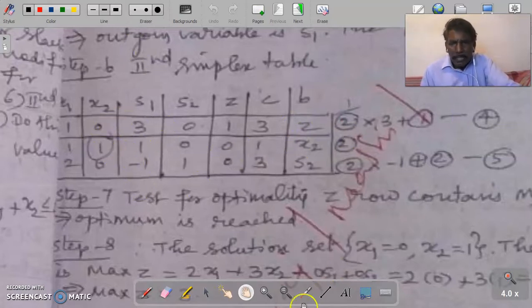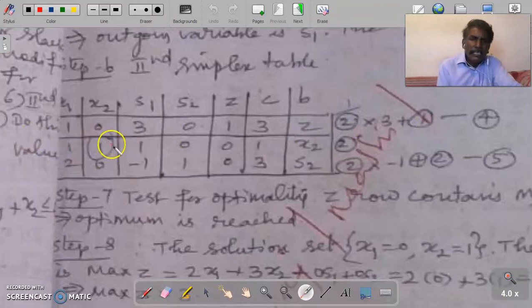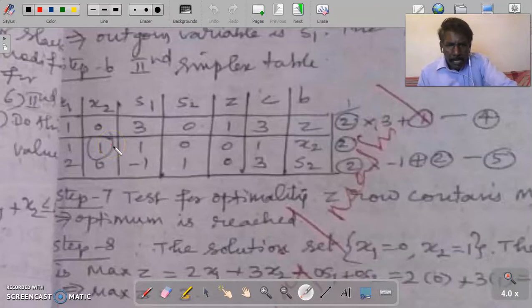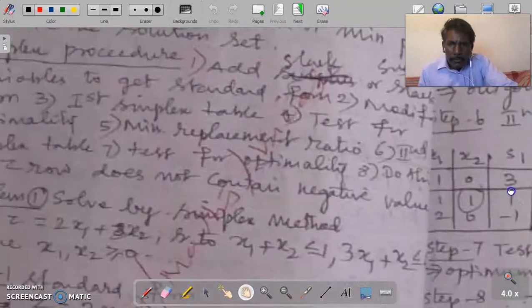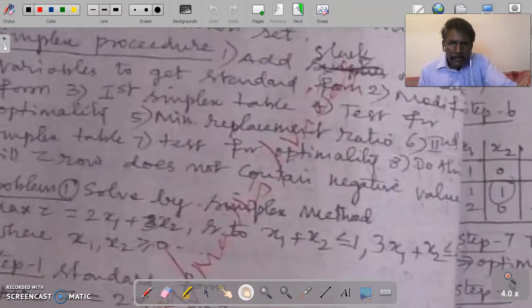Then we have to find the pivot element. The intersection of the incoming variable and the outgoing variable is called the pivot element. After finding the pivot element, we have to make it 1. Then again we have to go for the test for optimality.